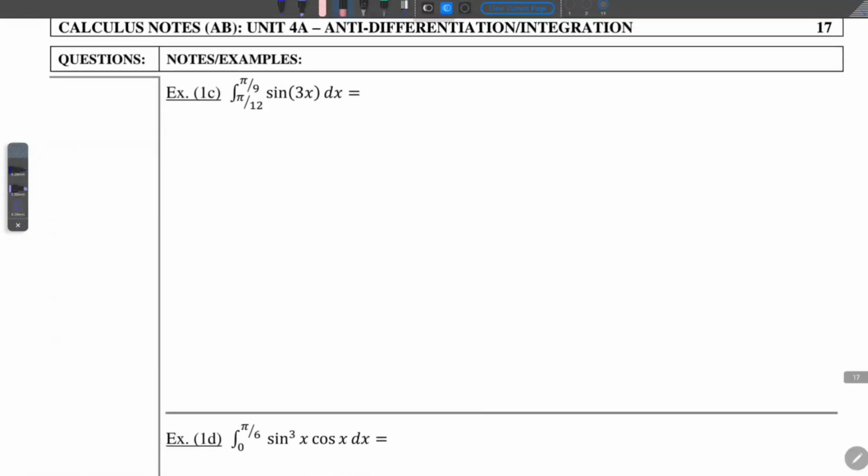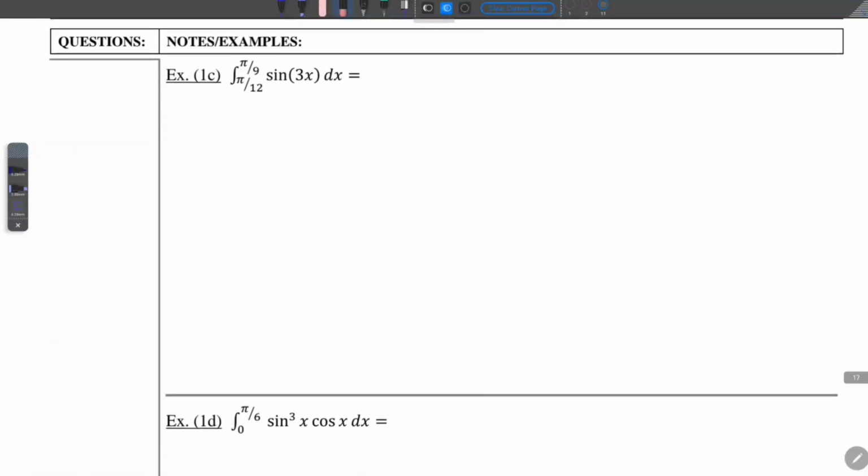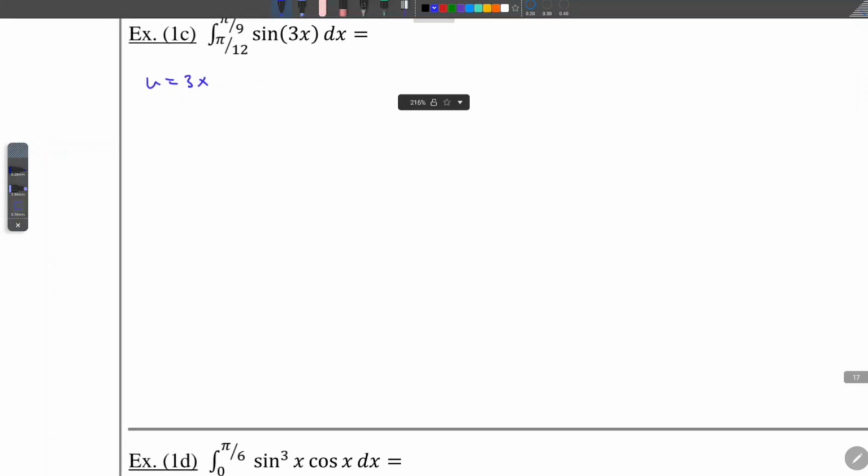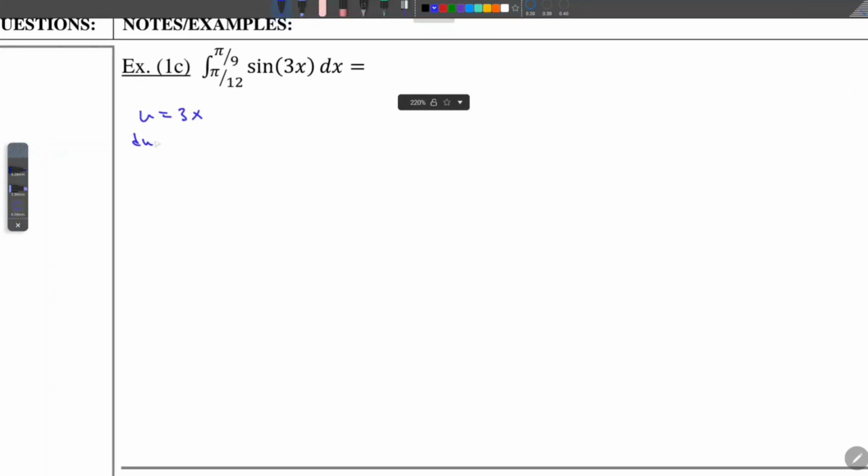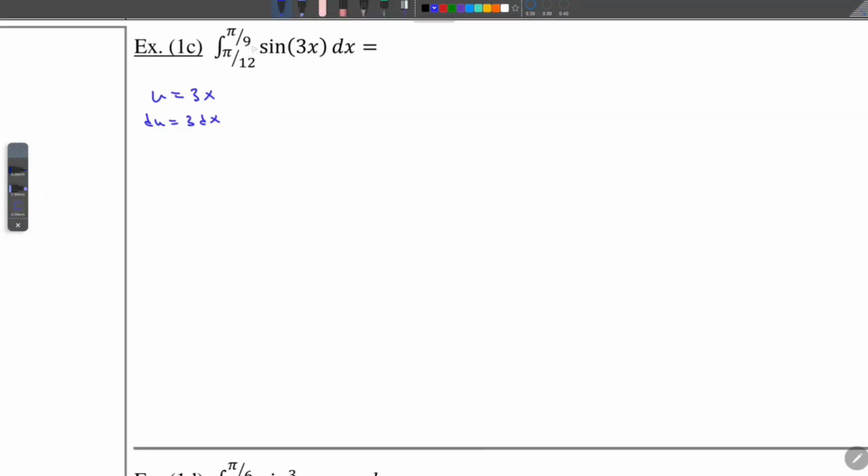Next problem we're going to work on is 1C, and so we'll start with our u-substitution. So we're going to let u equal 3x. So du is going to be 3 dx, and we don't have an extra 3 up here, so I'm going to divide both sides by 3 to get 1/3 du is equal to dx. Let's go ahead and change our limits of integration right now.